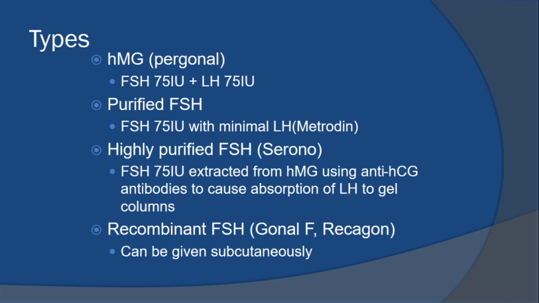There are various types of gonadotrophin. Human menopausal gonadotrophin, or called Pergonal initially, which consists of 75 international units of luteinizing hormone and 75 international units of follicle stimulating hormone. Purified FSH, which has 75 IU of FSH with minimal LH. Highly purified FSH, which consists of 75 international units of FSH and very little LH activity. Then recombinant FSH, which is developed through recombinant DNA technology. These are the various types available in the market that can be used.